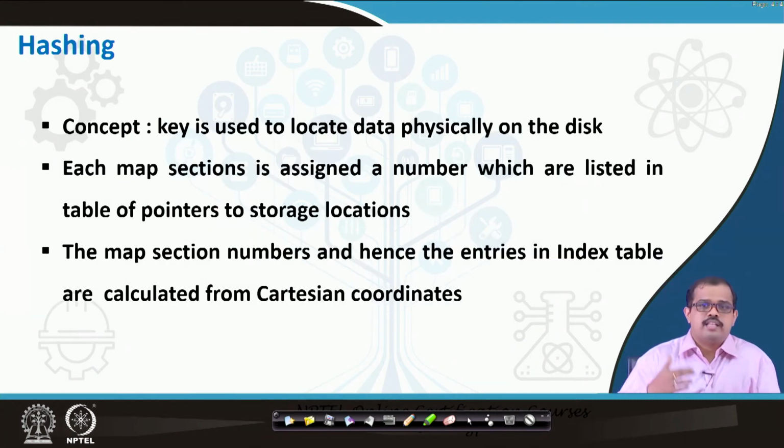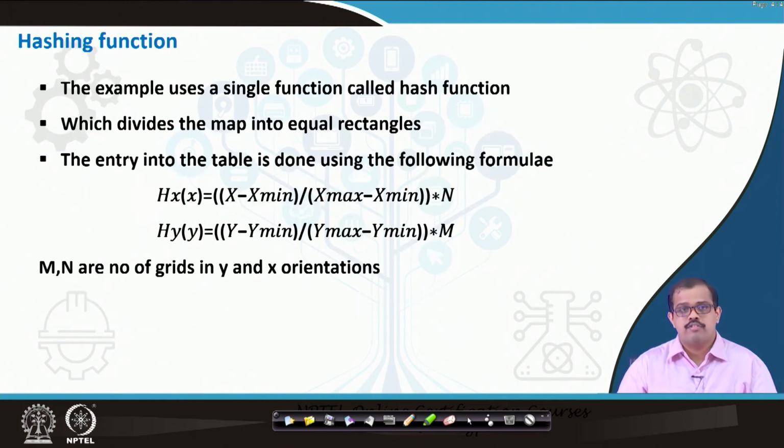The next concept is hashing. Hashing is a key that is used to locate data physically on the disk. Each map section is assigned a number, which are listed in the table of pointers to storage locations. The map section numbers, and hence the entries in the index table, are calculated based on the Cartesian coordinates. That's how you hash a map and look at it.